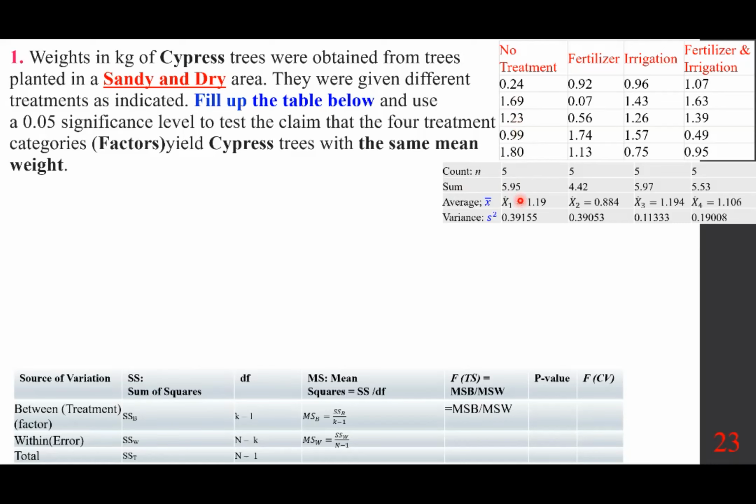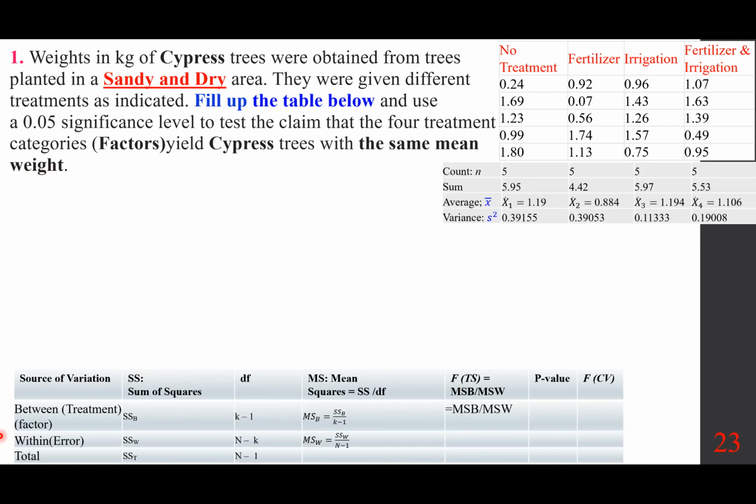Divide by 5. That's the X1 bar. And the variance uses the summation of (X minus X bar) quantity squared over n minus 1. The same thing for the second group, third, and fourth. So there are 4 groups, and we are looking at the x bars. We want to see what's happening. The bottom line is we want to see if, according to the calculation based on the x bars and the variances, they are yielding cypress trees with the same mean.